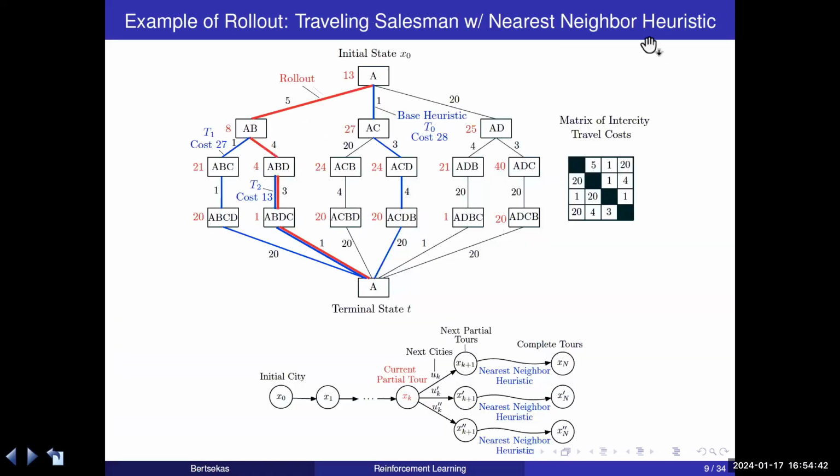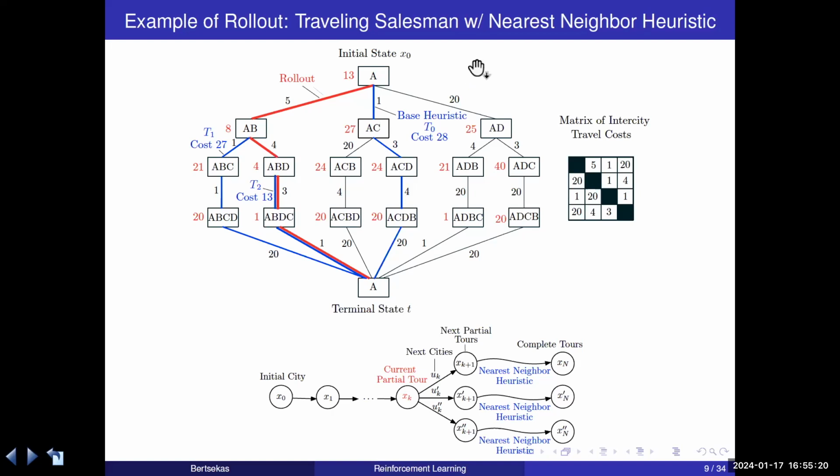So let me illustrate this with a traveling salesman problem like the one that you had in your homework. It involves 4 cities, A, B, C, D. The problem is specified by this matrix of intercity travel costs. So to go from A to B, it's 5. To go from A to C is 1, and so on. And these travel costs are the black numbers that you see on the branches. And you can solve the problem exactly by dynamic programming, as we know. And the optimal cost to go numbers are these red numbers that you see here.